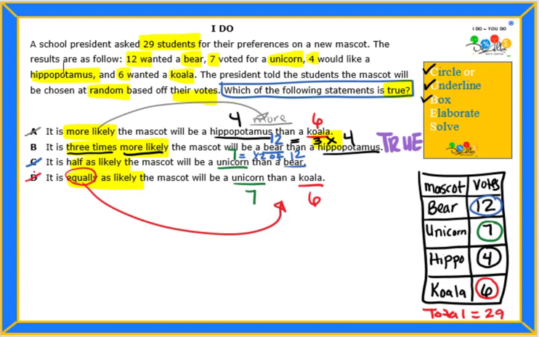So going back to our question, which of the following statements is true? The correct answer is B. It is 3 times more likely that the mascot will be bear than a hippo, because bear was 12 and hippo was 4, and so 12 is 3 times more than 4. Our correct answer is B.